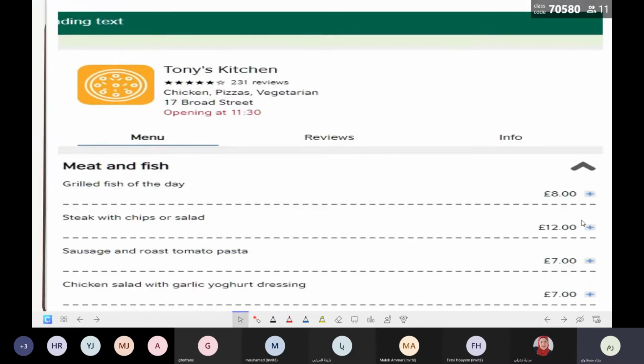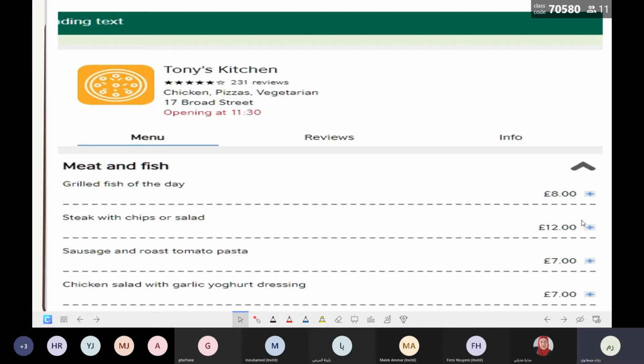Thank you. Okay. And this is the address, 17 Broad Street. And you have the opening time. Usually it's opened at 11:30. Okay, let's take a look at the menu. Usually in the menu, you have the name of the dish and the price.